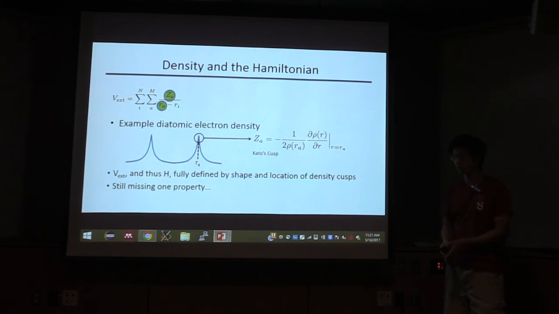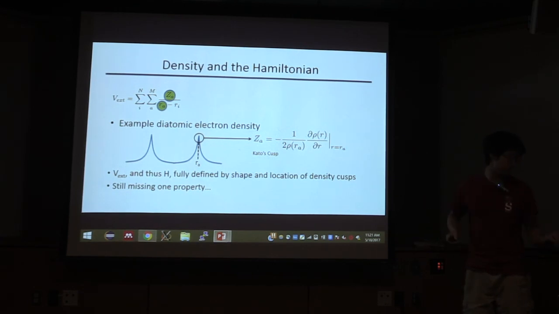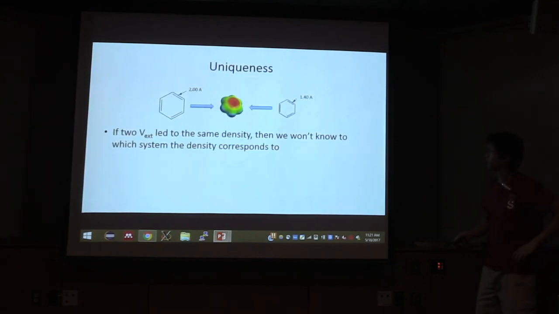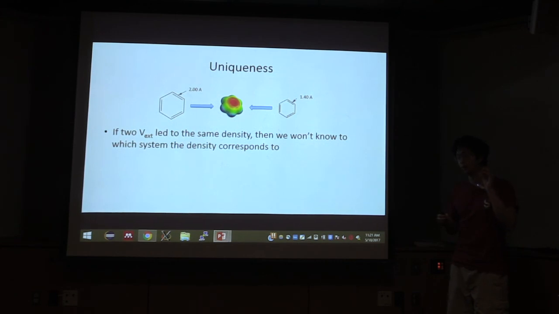All right. So at this point, it would be naive of you, but correct of you, to think that we've defined the Hamiltonian fully by the density, so we should have an energy functional, an expression. But we're still missing one property, which is key to actually using this description of the Hamiltonian. We need to have uniqueness. That is, a particular external potential has to correspond to a particular ground state density.